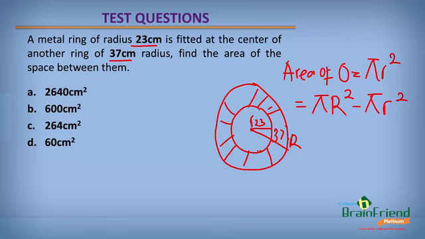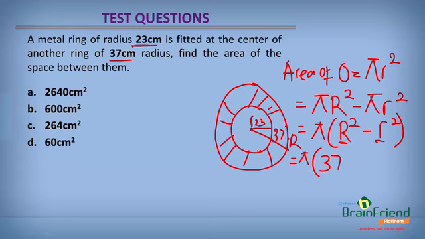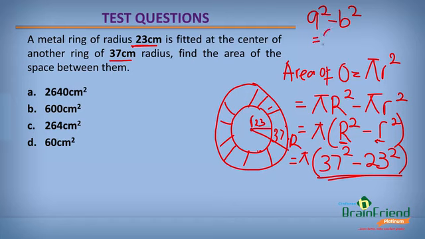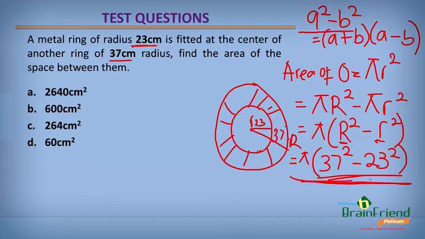Now we can factorize this in this form. Taking out pi, we are left with R squared minus r squared. And the radii have figures attached to them. So this is equal to pi times the big radius 37 square minus 23 square. And this here looks like the difference of two squares, which is a square minus b square. Factorizing a square minus b square is a plus b times a minus b. So we use the difference of two squares to solve this question.